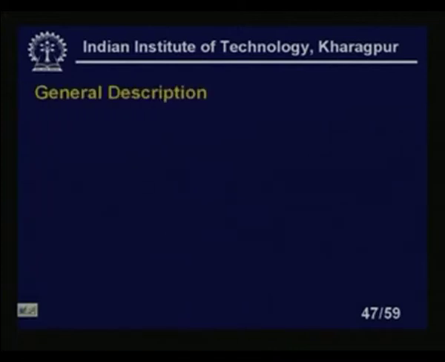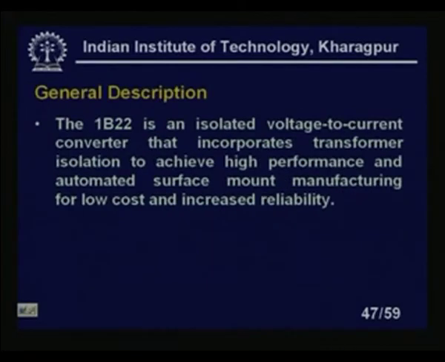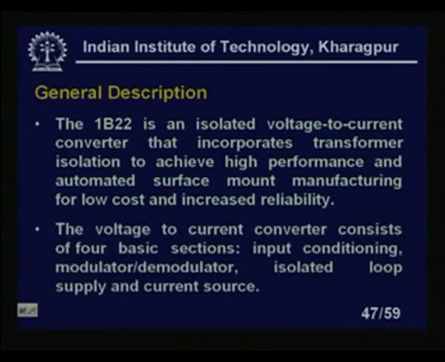General description: 1B22 is an isolated voltage to current converter that incorporates transformer isolation to achieve high performance, and automated surface mount manufacturing for low cost and increased reliability. The voltage to current converter consists of 4 basic sections: input conditioning circuits, modulator and demodulator, isolated loop supply, and current source. These are the basic blocks.